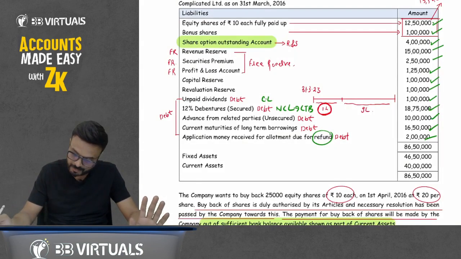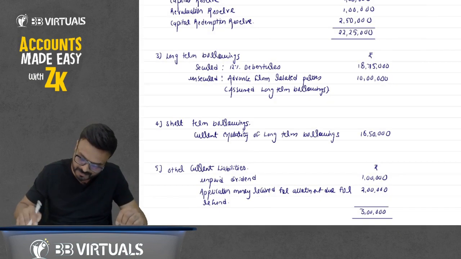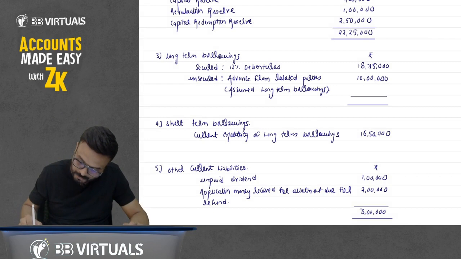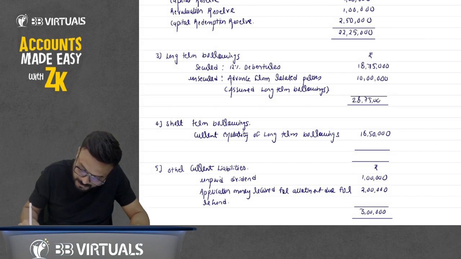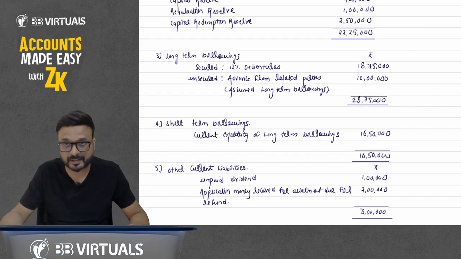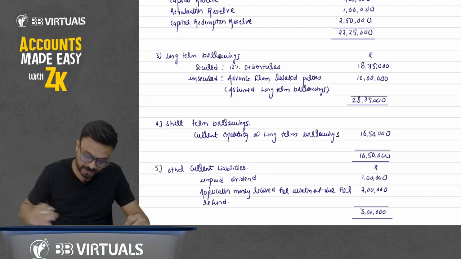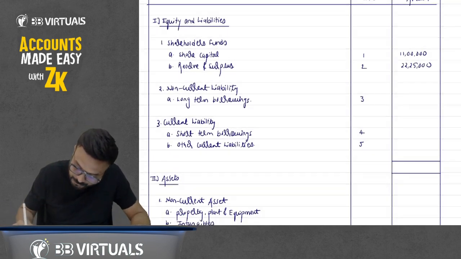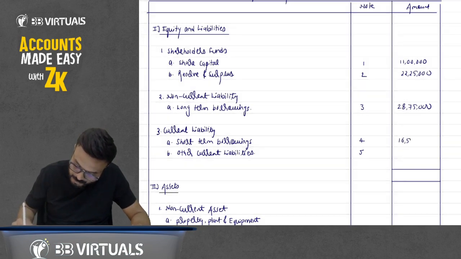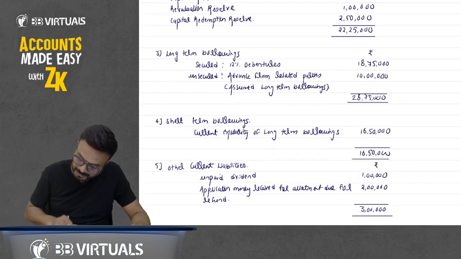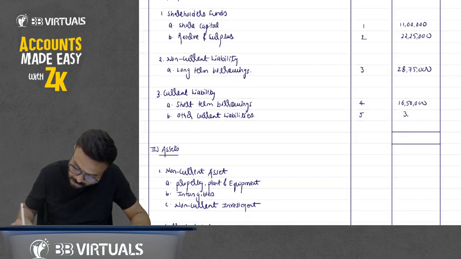Okay. Any item pending? Yes, sorry, fixed asset. Now you can do the total of these 3 notes, 3rd, 4th and 5th. So here it will come 28 lakh 75,000, 16 lakh 50,000 and 3 lakh. Now write down all these 3 in the balance sheet. 28 lakh 75,000, then 16 lakh 50,000 short term borrowing, and other current liability is 3 lakh.